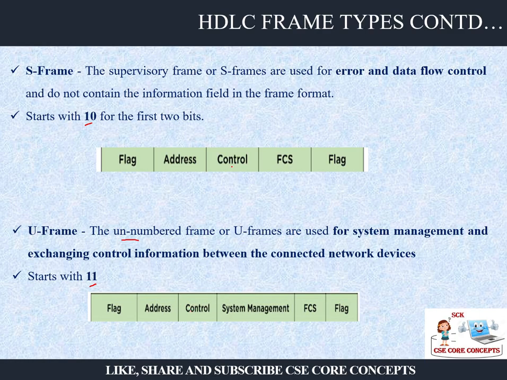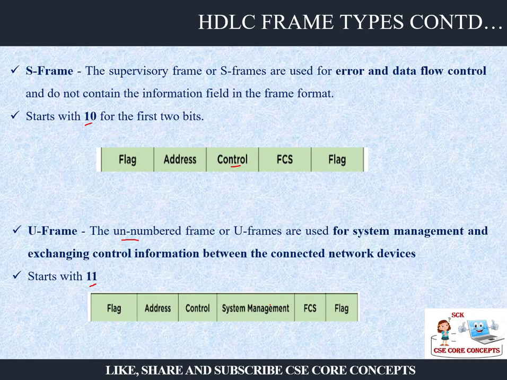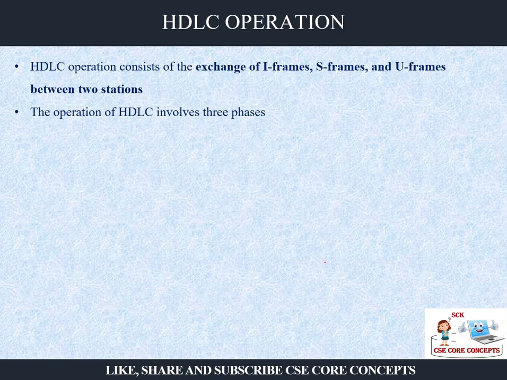See, you can see here, this is the control information, this is the user information, and this is the system management frame, right? So there are three types of frames. So how does the HDLC operation take place? Let us see. Basically in HDLC, two stations communicate. Now what can be the two types of stations? The stations can be of primary type, secondary type, or they can be combined stations.